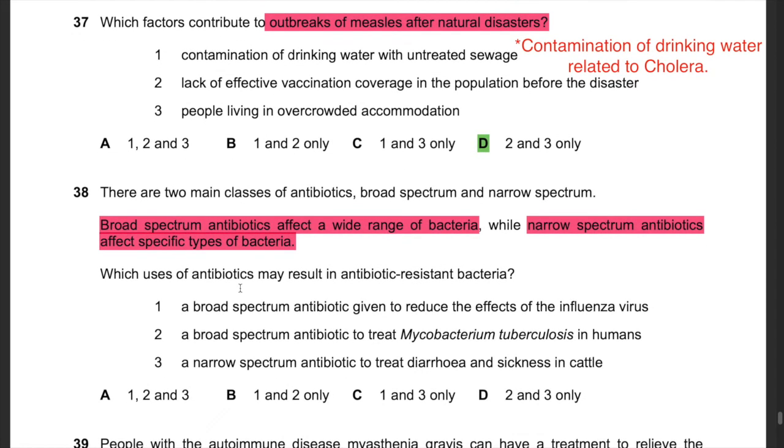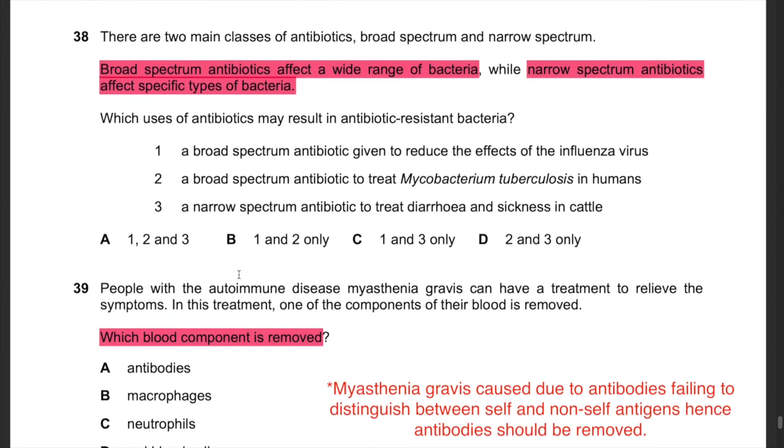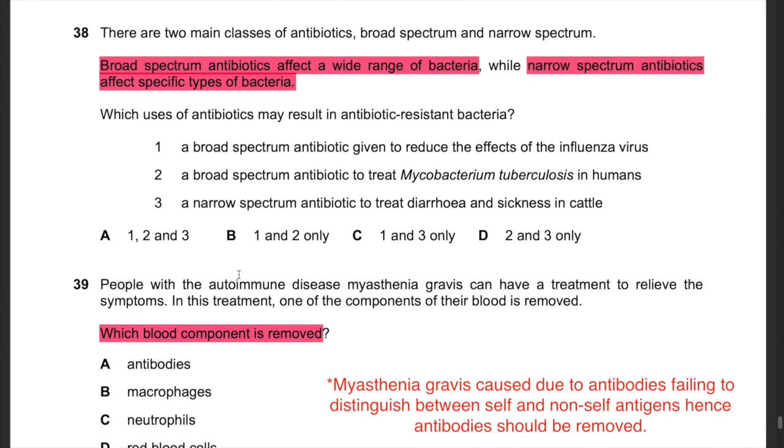Question 38. There are two main classes of antibiotics, broad spectrum and narrow spectrum. Broad spectrum antibiotics affect a wide range of bacteria, while narrow spectrum antibiotics affect specific types of bacteria. Which uses of antibiotics may result in antibiotic resistant bacteria? Option 1. A broad spectrum antibiotic given to reduce the effects of influenza virus. Influenza virus, since they are targeting a specific virus, it should be narrow spectrum instead of broad spectrum. Therefore, option 1 will lead to antibiotic resistance.